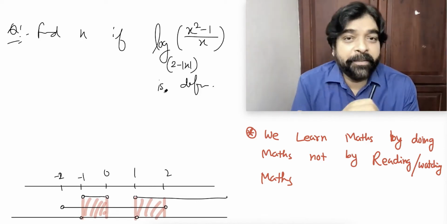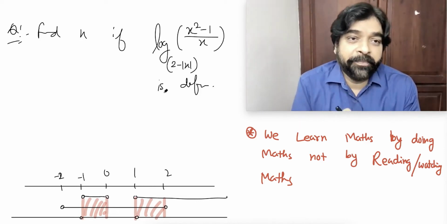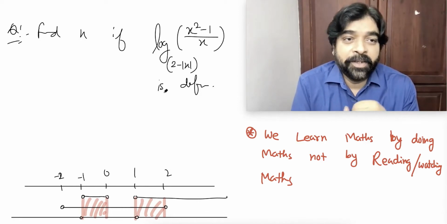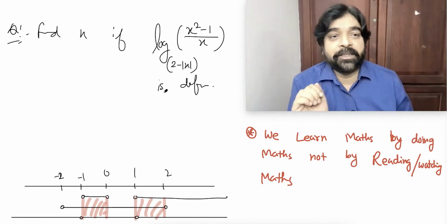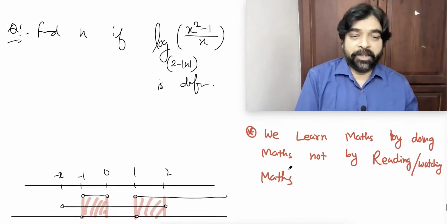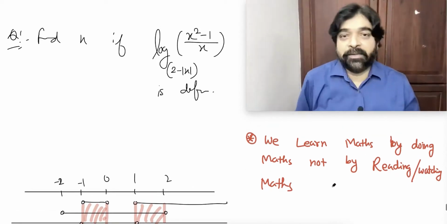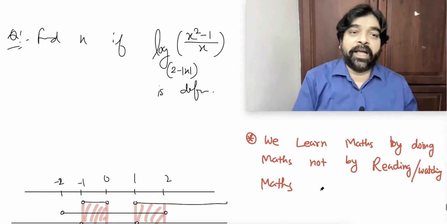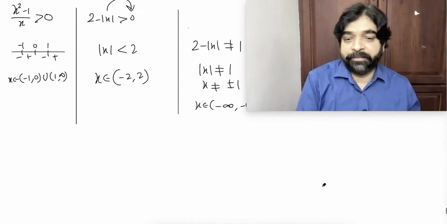Reading maths will kill your mathematics ability. Remember always, you should always write the maths. That is most important. So somewhere you write this. Whenever you make a mistake, read this line. It's a very important line.